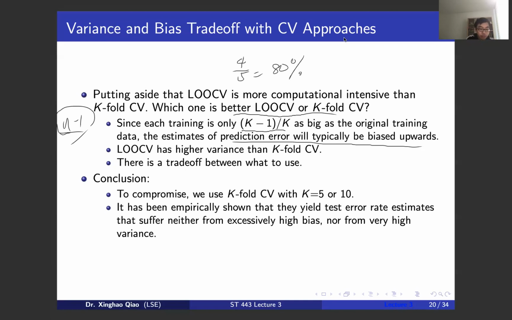In terms of the bias, comparing LOOCV and K-fold cross-validation, K-fold cross-validation will have a relatively larger bias. And what about the variance? We expect that LOOCV will have a relatively higher variance than K-fold cross-validation. So why is that?